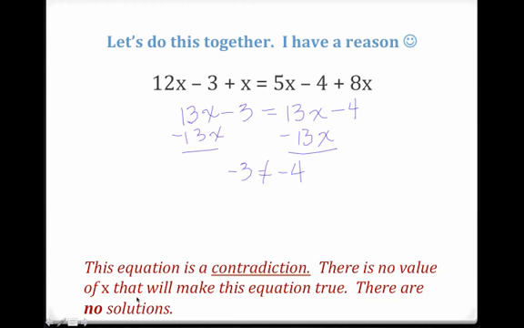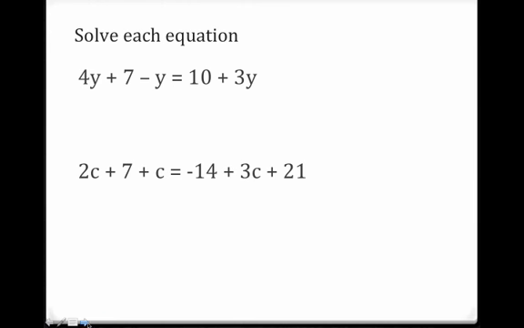There is no value of x that will make this equation true. I could plug in any number I want for x, but there will never be a way to make this equation true. So there are no solutions. Remember in the last slide, any real number would have given us a solution, so we had infinitely many solutions. This time, because it's a contradiction, there are no solutions.